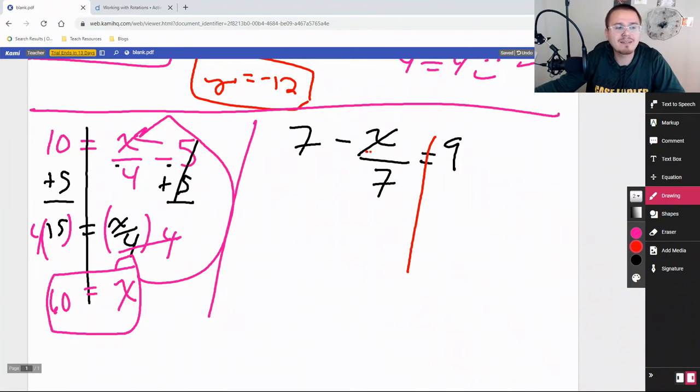All right, train track. Get the x by itself is the goal. If you look at the side with the x, there are two 7s. One 7 is being added, one 7 is being divided. So we have to use inverse operations, which means we have to subtract and multiply. So let's subtract first.